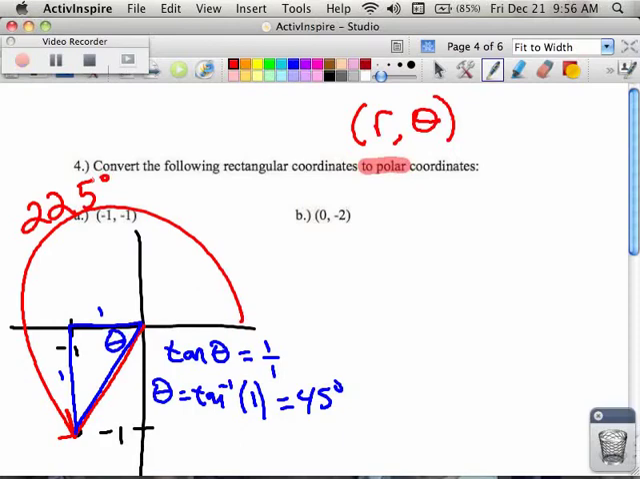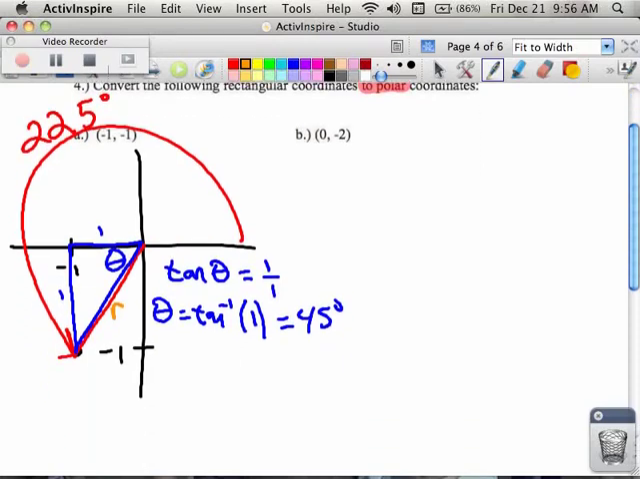So the only thing I have left to find is my radius here. How would I find that radius? Radius is equal to plus or minus the square root of x squared plus y squared. What is that called, actually, is what I was looking for. The Pythagorean theorem. 1 squared plus 1 squared equals r squared. When you solve it, you find out that your r is the square root of 2.